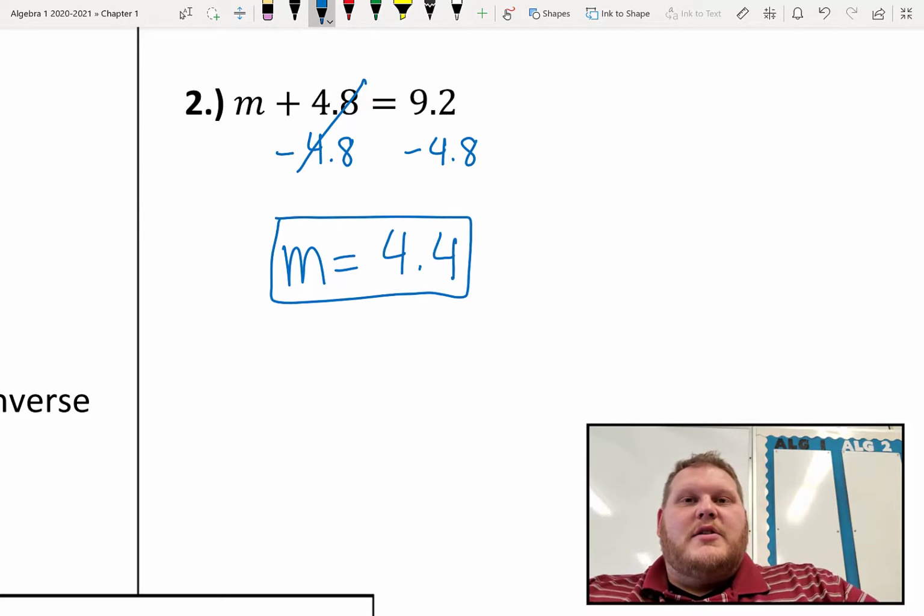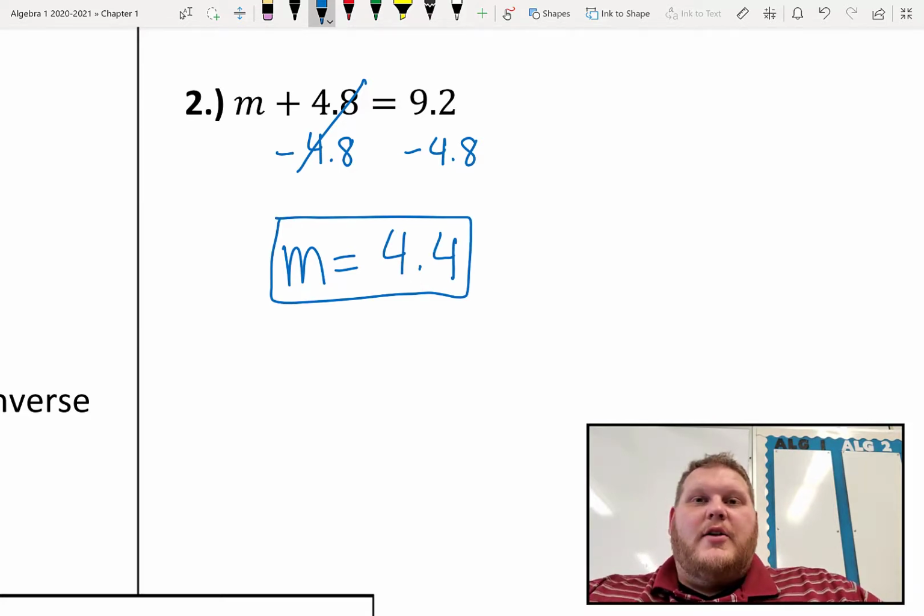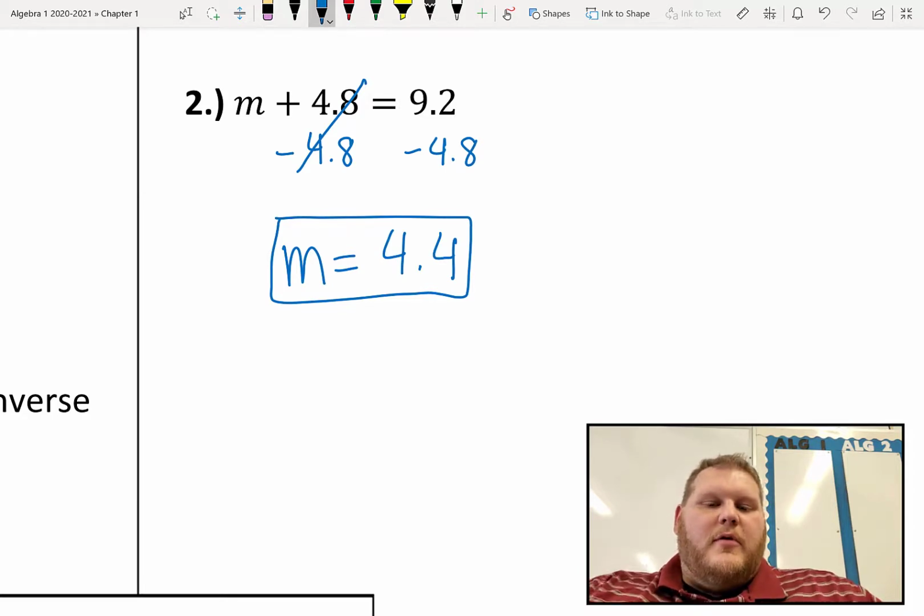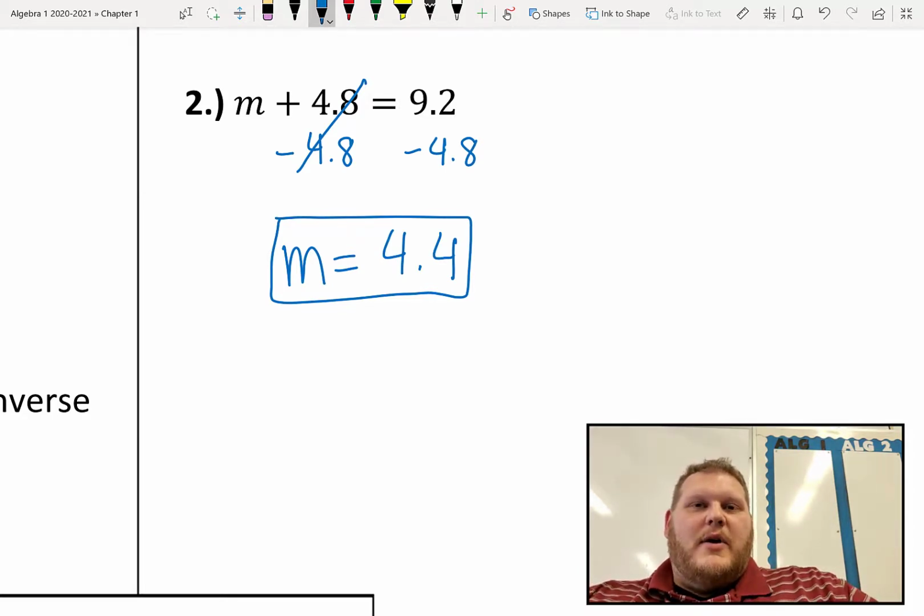Now something I didn't do on the first problem, but I want to do on all of my problems if I have time to, is check my answer. In order to check my answer here, I have to check and see whether the number I found was a solution. If it's a solution, remember that means I could plug that back into the original equation for my variable, and it would come out to be true. So if I put 4.4 in for m in the top of my equation here, 4.4 plus 4.8 does come out to 9.2, so I see that that does work. I solved correctly.